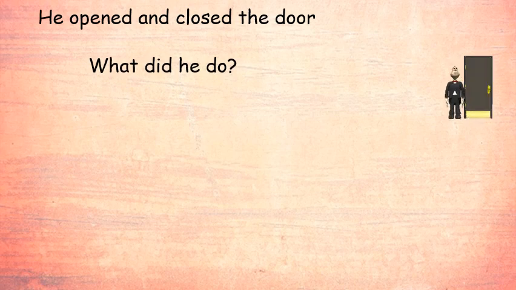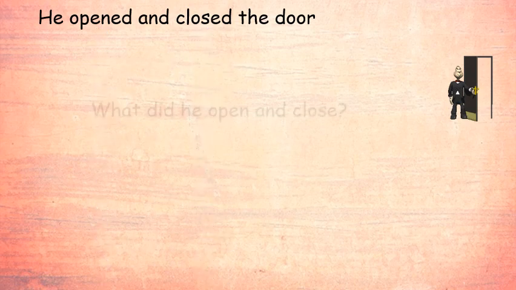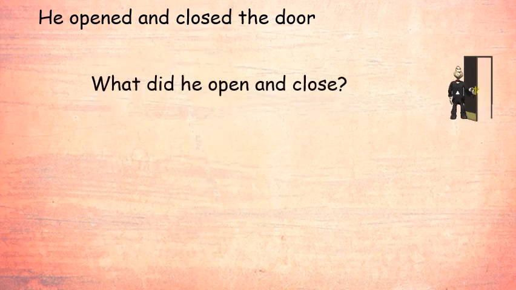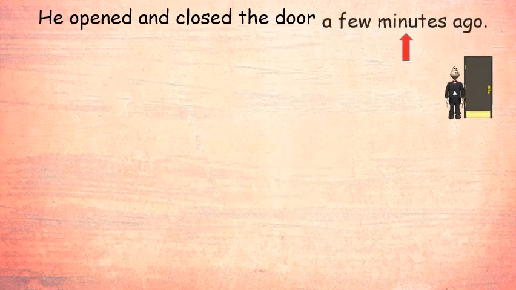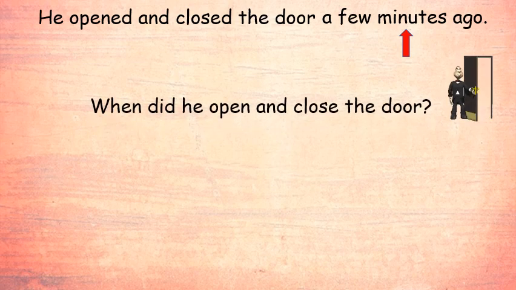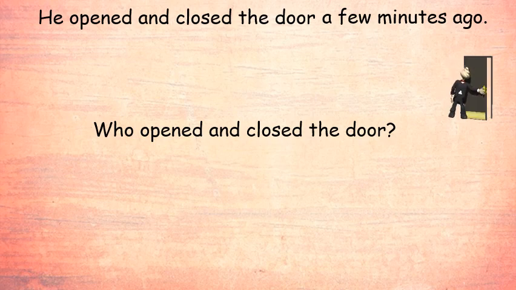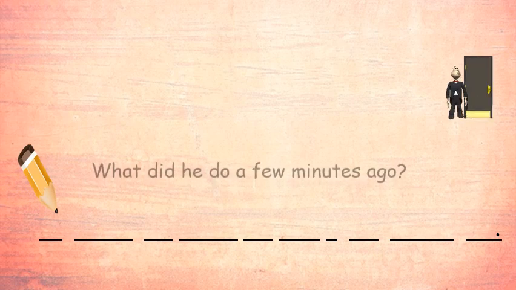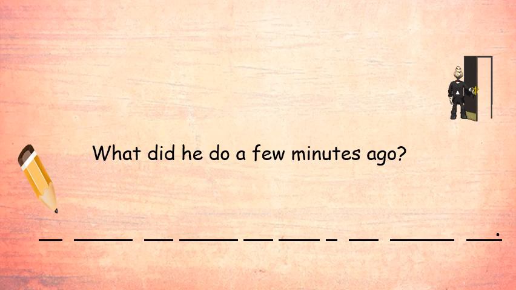What did he do? He opened and closed the door. What did he open and close? The door. A few minutes ago. What is the question? When did he open and close the door? Who opened and closed the door? He did. What did he do a few minutes ago? Try to write the answer.